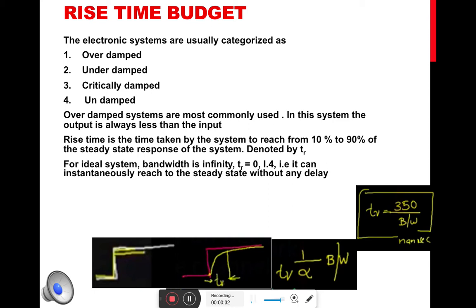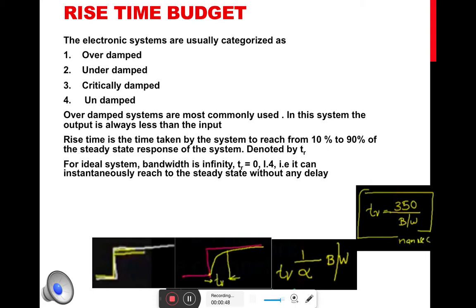Overdamped systems are those systems in which the output is always less than the input. It never overshoots the input. So always the output is less than the input. So what is rise time?